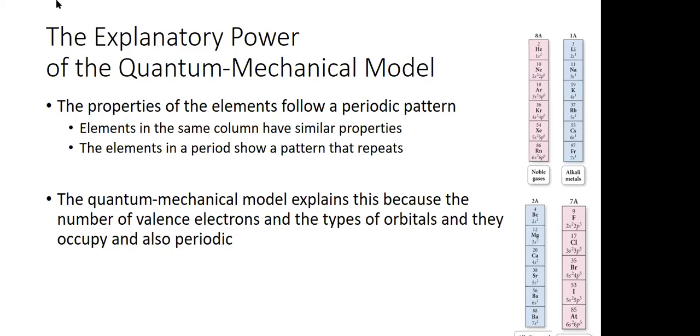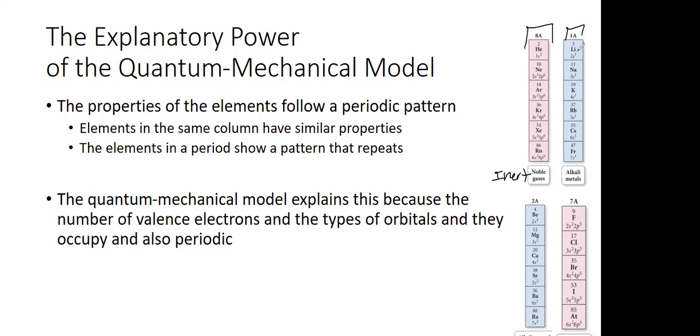For example, our noble gases, 8A, they have a full outer shell. Their outer shell has 8 electrons, other than helium, which has 2. Since they have a full outer shell of electrons, they are perfectly content with the number of electrons they have. They don't want to gain electrons. They don't want to lose electrons. So because of this, our noble gases are inert. They don't want to react because they don't need to gain or lose electrons.